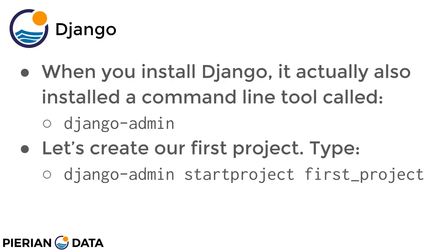So when you install Django, it's actually also going to install a command line tool called django-admin. And this command line tool is just a useful feature for us to quickly run things straight from the command line. So what we can do is create our first project. And for that, just go to your command prompt, activate your virtual environment if you haven't done so already, and then say django-admin startproject and then whatever you want your project to be called. In this case, we will say first_project.